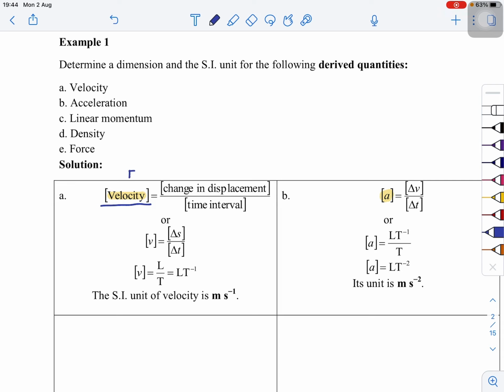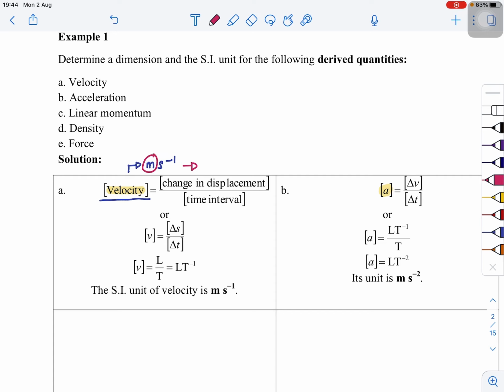Okay, velocity dia punya unit adalah meter per second kan? Okay, meter per second. So meter ni, dia punya dimension adalah length, which means it is L. And then per second, dimension dia adalah time. Dan dia adalah per, which is to the power of negative 1. So LT to the power of negative 1.